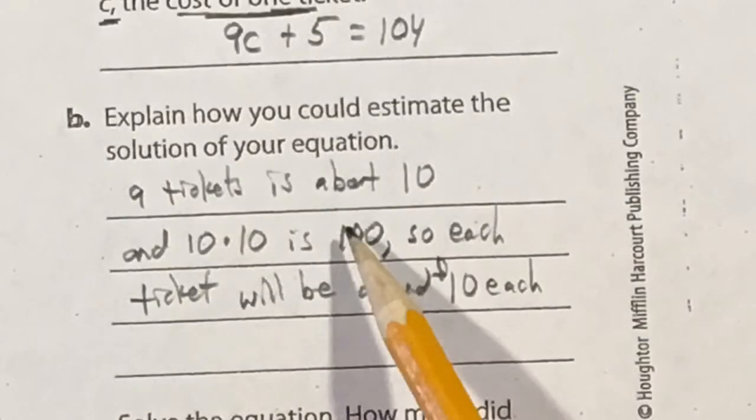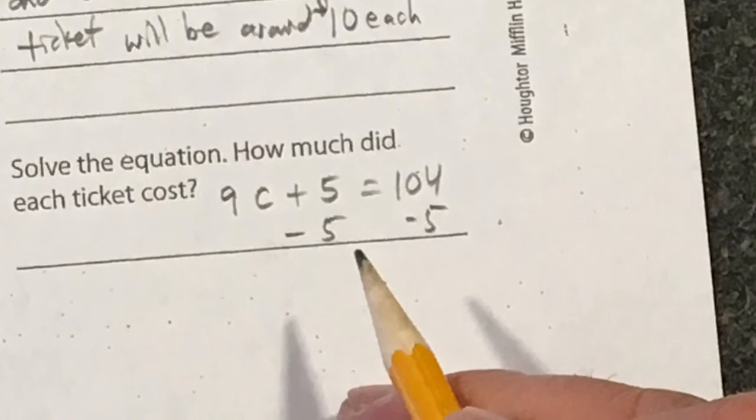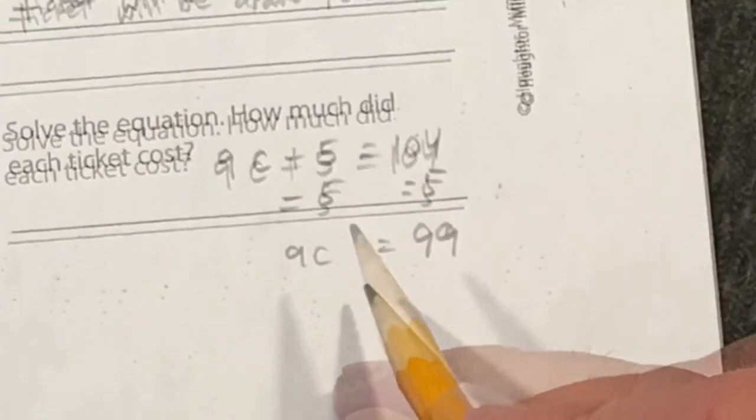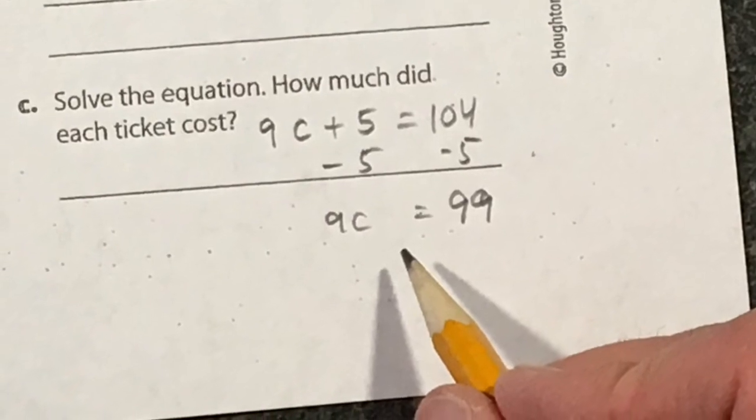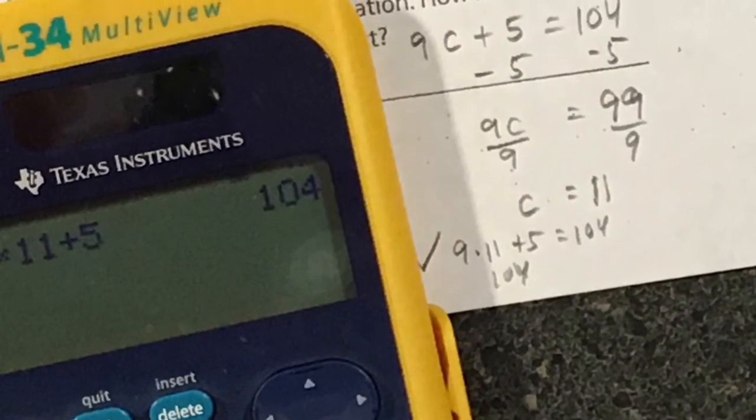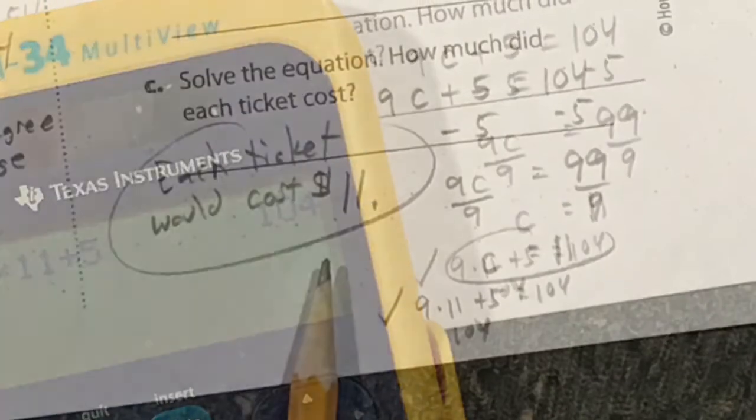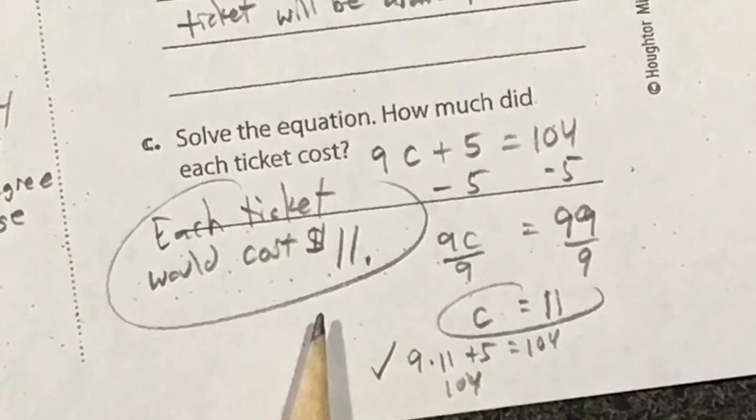Here's my idea of how I estimate it to find the solution. Then I actually solved the equation by undoing the operations in reverse order. Got rid of the adding 5 by subtracting 5 on both sides. Then to get rid of the multiplication of 9, I divided by 9 on both sides. Ended up with C equals 11. Did the check step. My final solution, each ticket would cost $11.